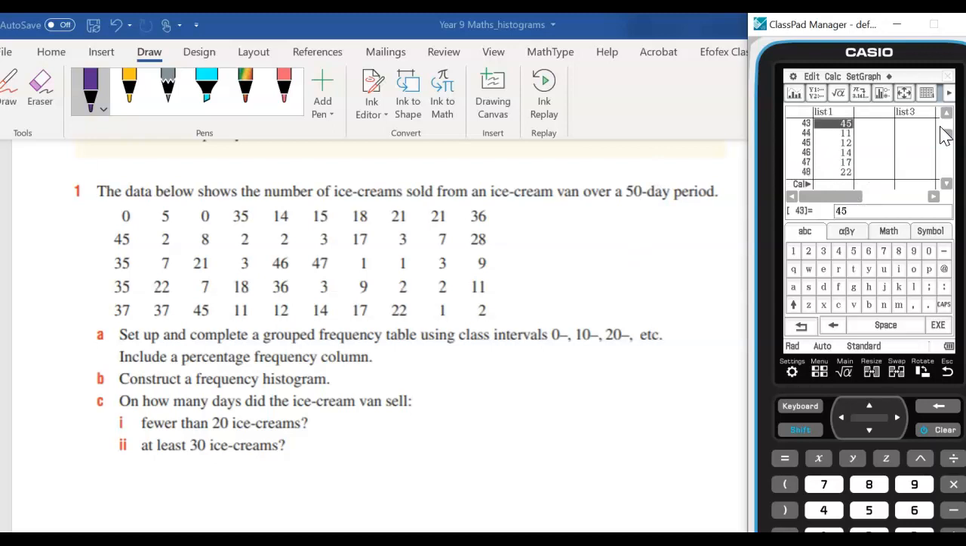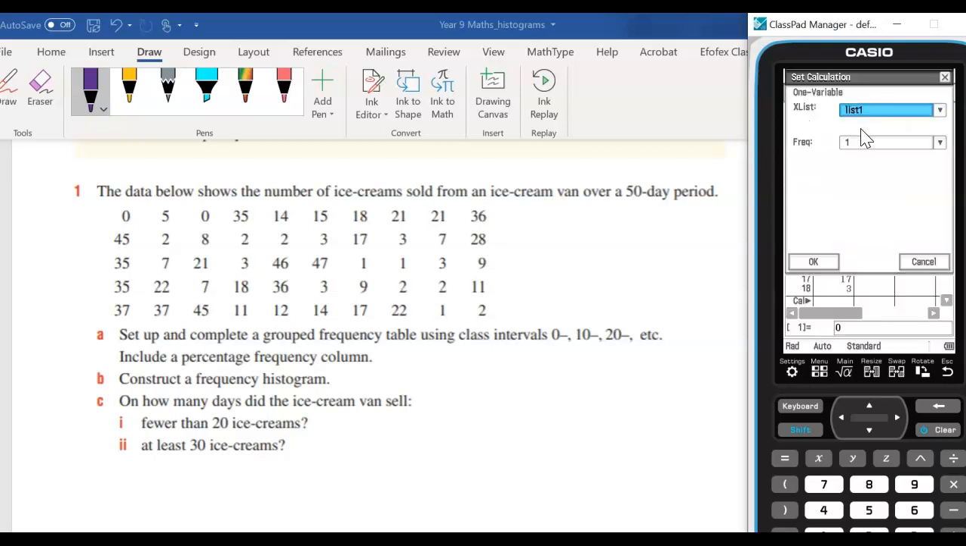So I'm just going to scroll up and see if anything looks like it shouldn't be there. But usually with data sets you wouldn't get 50 values. So all right, before we move on to A, I'm going to show you just how to find the mean and median. So if we go to one variable and our list is X, we don't have a frequency, so that's okay.